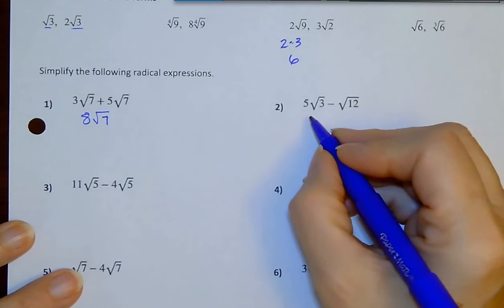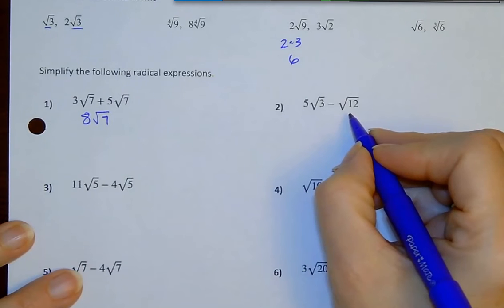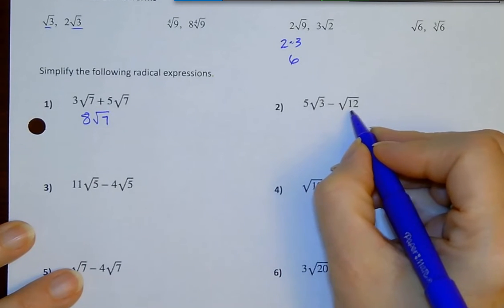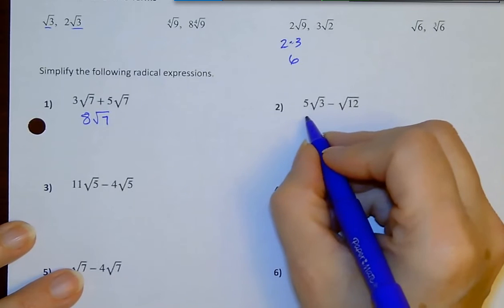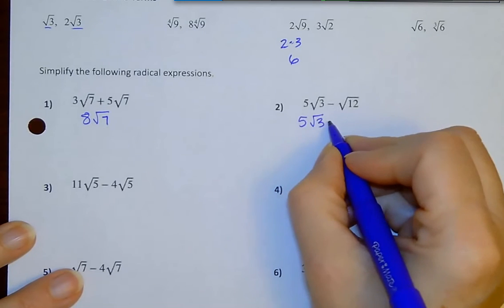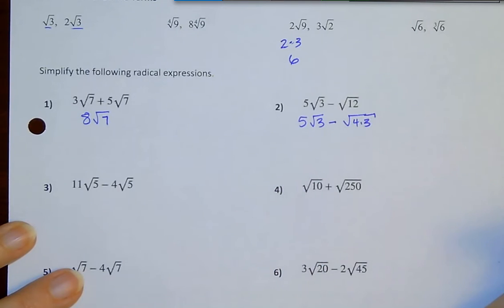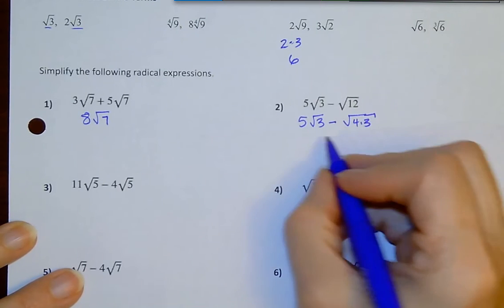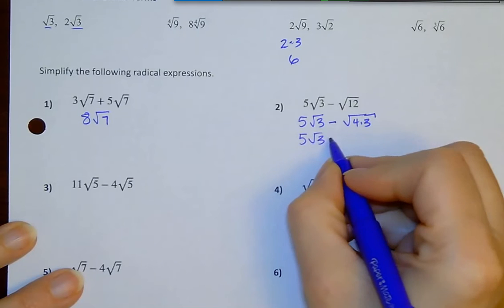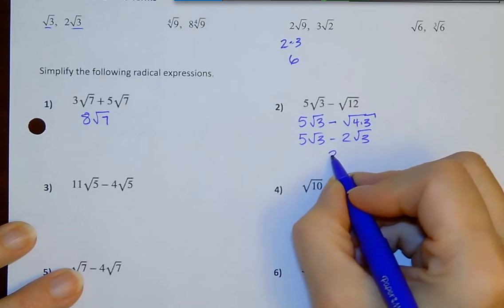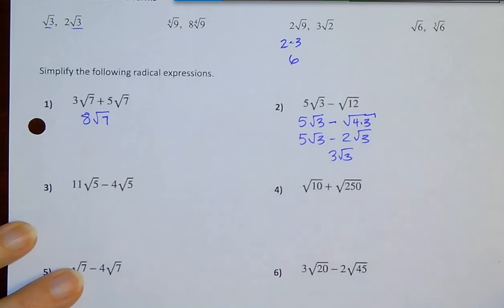Okay. Over here, I have 5 roots of 3 minus the square root of 12. Well, I don't currently have the same radicand. I do have the same index. So I'm going to rewrite that. That's 5 times the square root of 3 minus, this is the square root of 4 times 3, like that. So this is 5 roots of 3 minus 2 roots of 3. I had 5, I took away 2, I am left with 3 roots of 3.